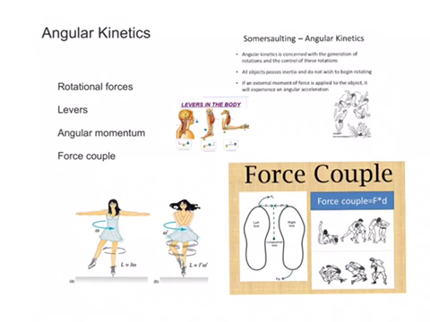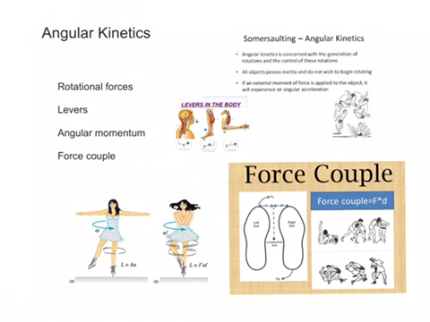Angular kinetics are the forces that cause rotation. So if you look at the first graphic, somersaulting, if we're doing a somersault, we have to overcome the inertia of our body. So we have to create force to get that angular acceleration. Levers we already talked about. Again, to create that torque with the lever, if we're doing our body, we're going to use our body in different ways. So the different levers of the body.